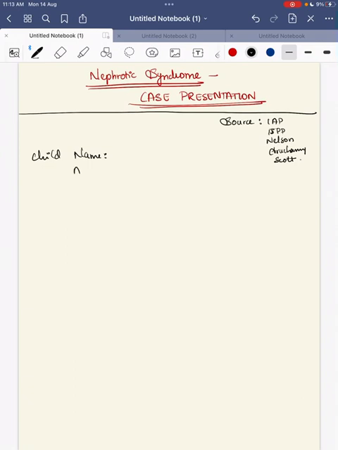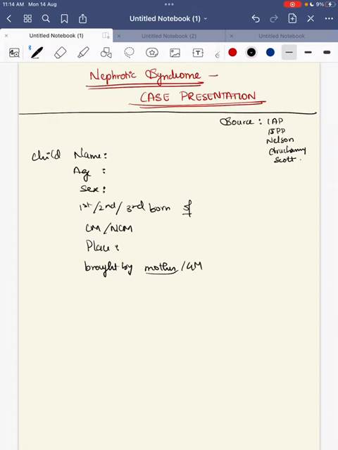First, child name. Next is age, sex. Next you have to write whether the child is first born, second or third born of consanguineous marriage or non-consanguineous marriage, coming from which place. Next, brought by whom. Mostly it will be brought by mother or grandmother or father whose reliability is good. Okay, this is the starting.